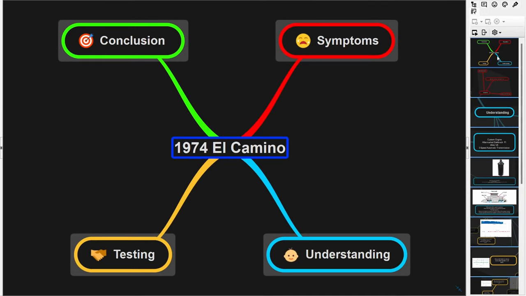Today we're going to go over a unique problem on a custom 1974 Chevy El Camino. We're going to go over the symptoms first, then we'll go over understanding how the systems work, then we'll go over testing, and then finally we'll go over the conclusion and how we got there. By the time we get to the conclusion, hopefully you follow along and you'll see how we got there.